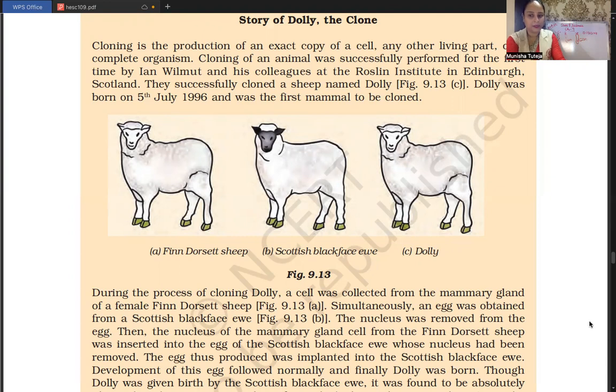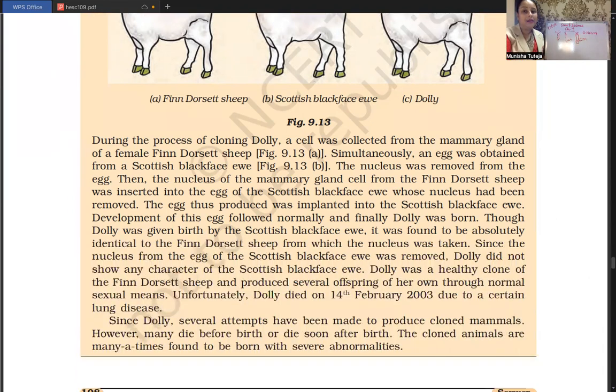Okay, you've all studied about reproduction, sexual reproduction. You all know what that is, right? So here, what happened? A cell was collected from the mammary gland of a female Finn Dorset sheep. So the scientists took a Finn Dorset sheep and took out one cell from its mammary gland. Mammary gland, don't go much into that. It's kind of a gland which secretes, which is there in the body. So from that part of the Finn Dorset sheep, a cell was taken out.